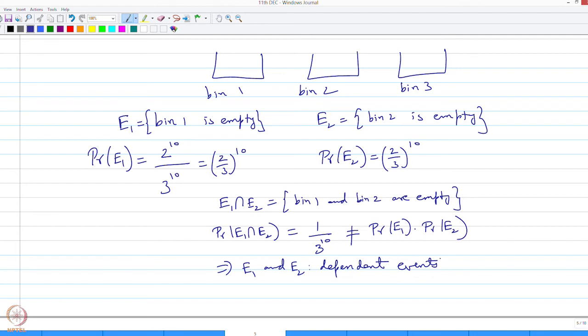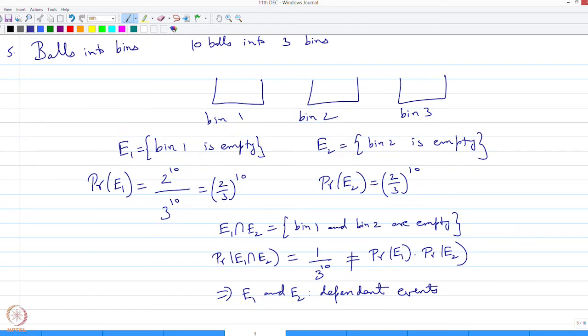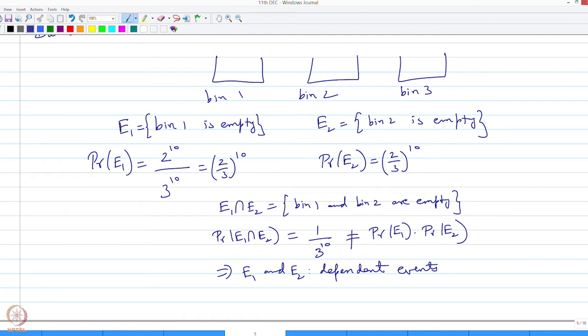So, let me push this example a little bit further, not necessarily in an independence example, but I want to show you how to do calculations when events are dependent, okay. When events are independent, probability of E1 intersect E2 is probability of E1 into probability of E2, it kind of simplifies things in some fashion. But when they are dependent, some calculations become more difficult.